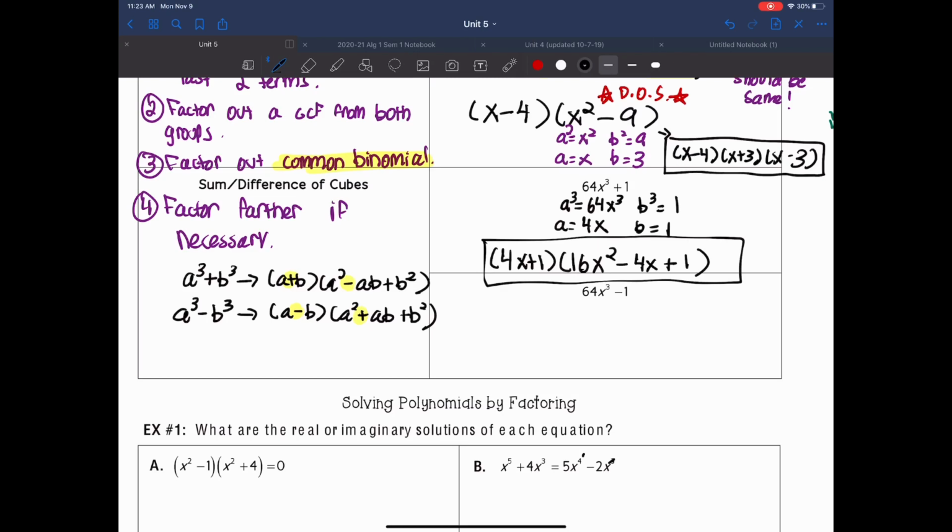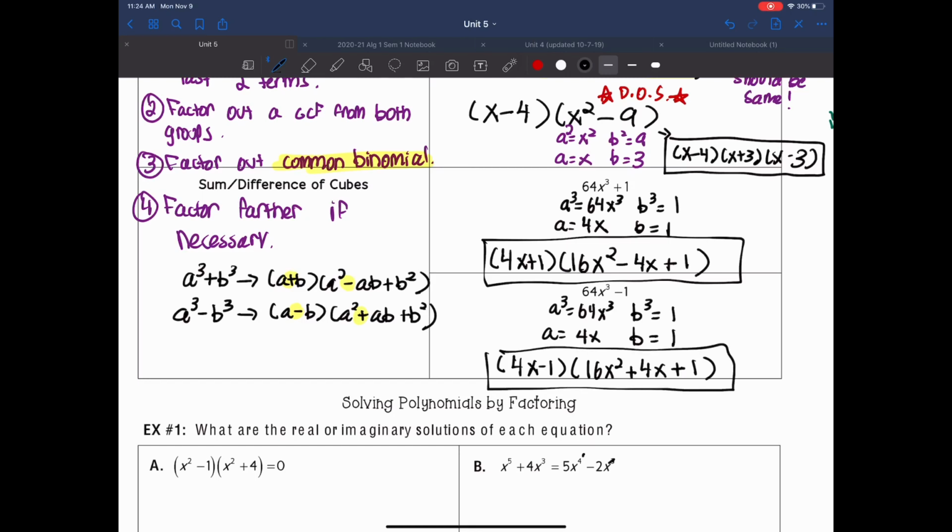Then I have the difference of cubes, 64x cubed minus 1. Well, if I know that a cubed is equal to 64x cubed and b cubed is equal to 1, then just like before, a must equal 4x and b must equal 1. So I'm going to plug that into the difference of cubes formula as I am taking the difference. So this is going to be a minus b, or 4x minus 1, times a squared, which is 16x squared, plus ab, so in this case, plus 4x times 1, plus b squared, or plus 1. So the answer is 4x minus 1 times 16x squared plus 4x plus 1.